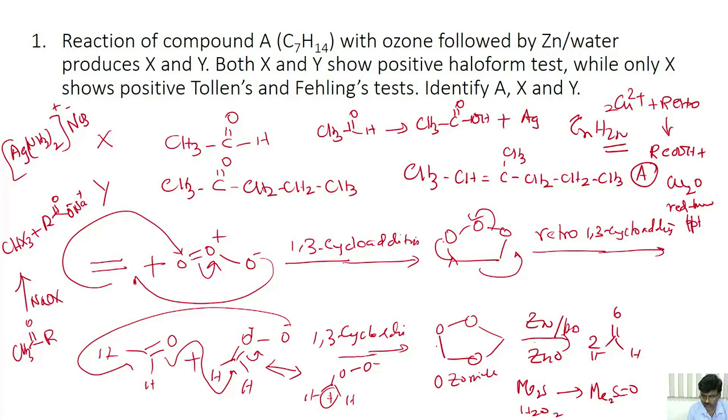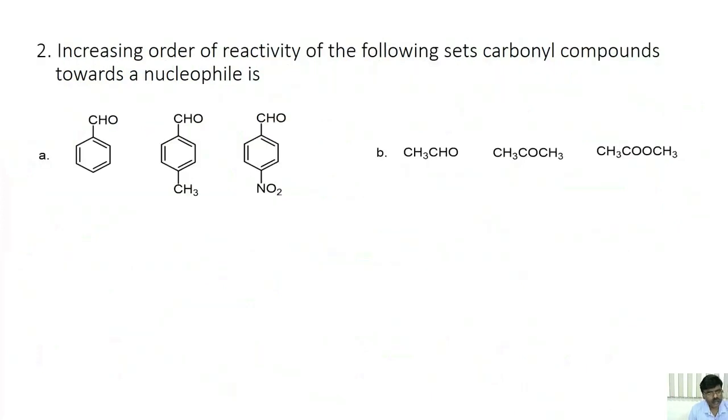Now let us move to the next problem. The increasing order of reactivity of the following sets of carbonyl compounds towards a nucleophile is, if you look at here, there are 2 sets of carbonyl compounds. First one involves benzaldehyde and substituted benzaldehydes.